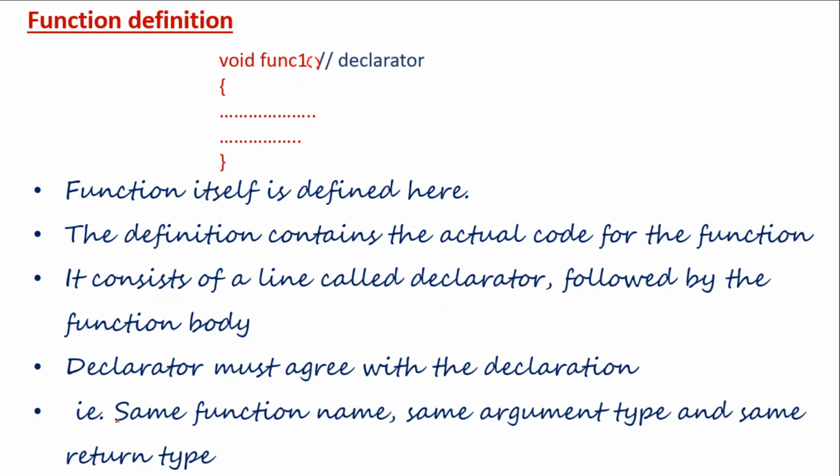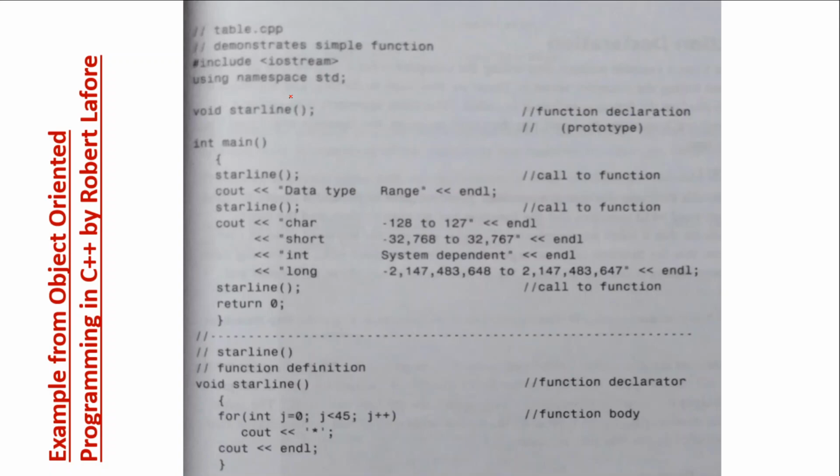When you say it must match, or agree with, the declaration, it means it must have the same function name, the same argument type, and the same return type. So this is all about the function definition. Now, to get familiarized with how you can actually make use of a function, we are going to discuss a very simple program, an example taken from the text Object-Oriented Programming in C++ by Robert Lafore. We'll go through the program and understand how a function works here.